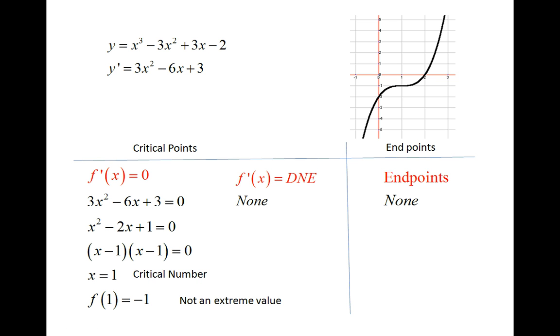So this function actually doesn't have any extreme values. There is no overall minimum or overall maximum. It goes down forever and up forever. There are no endpoints to check either. So we do have one critical number, but it did not result in an extreme value.